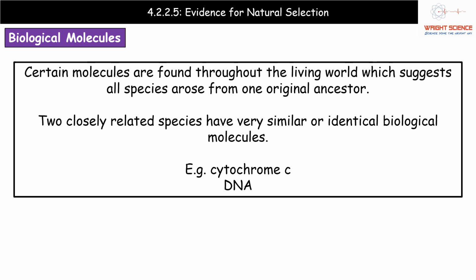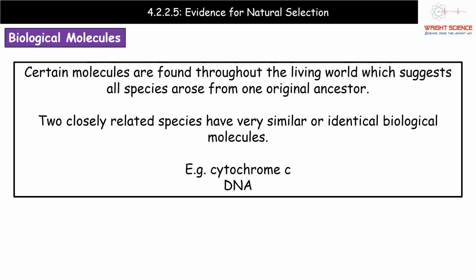And one thing we do know is that when we're looking at these biological molecules between species, the more closely related two species are to one another, then the more similar those molecules will be. And two great examples of biological molecules that we can use for this: cytochrome C, which is one of those actual molecules that we find in respiration. So any organism that respires has cytochrome C in it, hence why it's good to use as a comparison molecule.